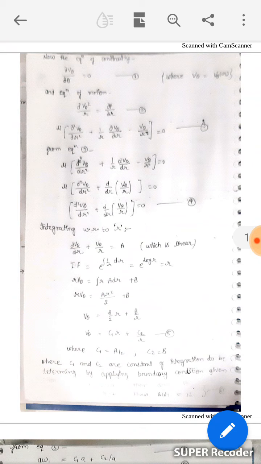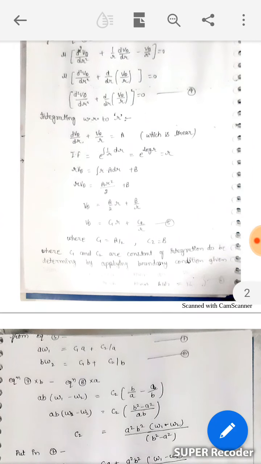So r v theta is equal to capital A into r square by 2 plus B, or v theta is equal to A by 2 into r plus B by r. If A by 2 is written as c1 and B is equal to c2, then the equation is v theta is equal to c1 r plus c2 by r. This is our equation number 5, where c1 and c2 are constants of integration to be determined by applying the boundary conditions.